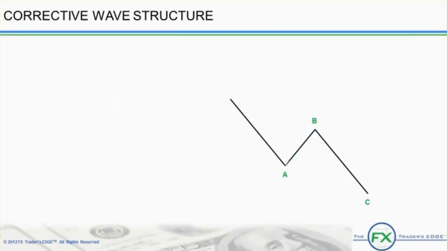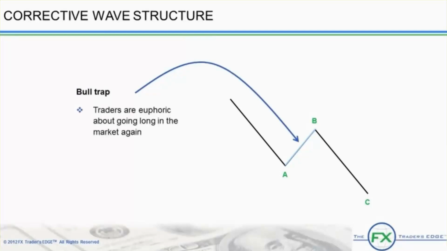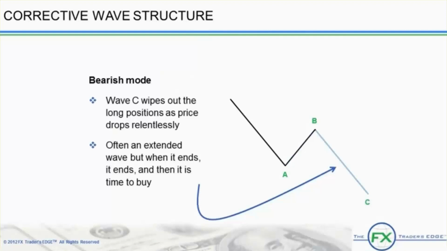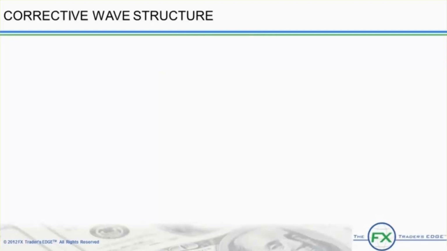One word of caution. After a 5-wave sequence, wave B of this 3-wave correction is what is known as the bull trap in an ABC corrective sequence. At this point, traders are euphoric about going long in the market again, not realizing that wave C is about to follow. This is a good time to position short for wave C. Wave C wipes out the long positions as price drops relentlessly. It is often an extended wave, but when it ends, then it is time to buy. Let's begin delving into this ABC corrective sequence a bit further.